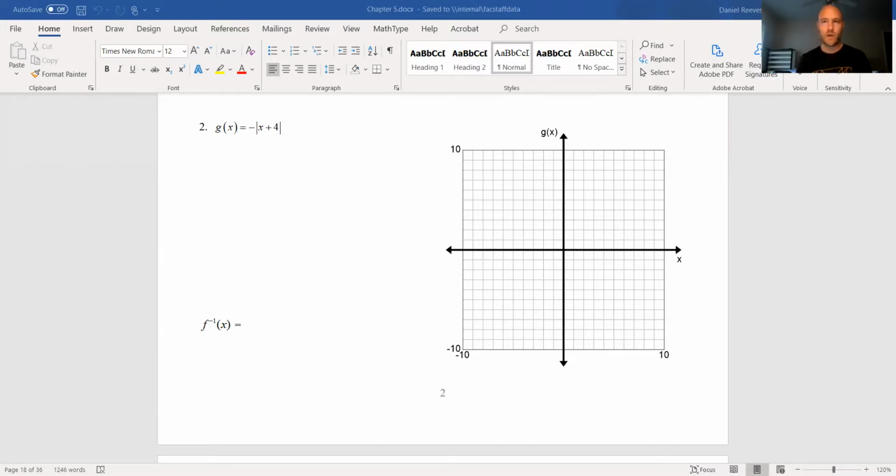And now this is a one-to-one function. Being a function even beforehand, it passed the vertical line test. Now it also passes the horizontal line test. All right, I'm going to pause us again here.